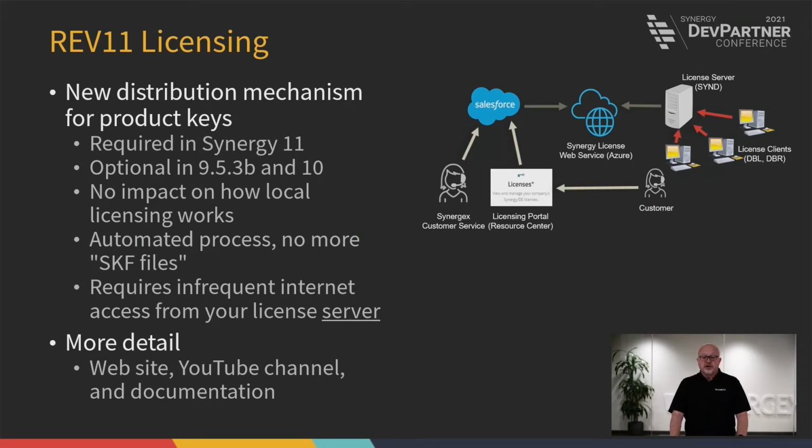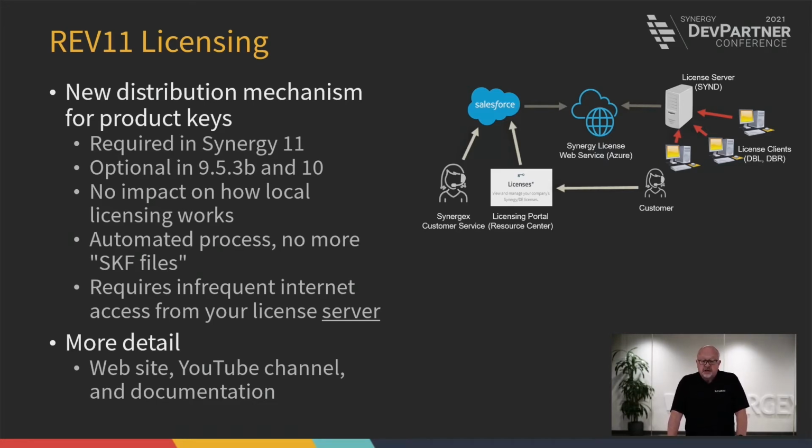Another new thing that was introduced along with Synergy 11 was Rev 11 licensing. Rev 11 licensing is a new distribution mechanism for product keys on all of the supported platforms apart from OpenVMS, where license packs are still used. Rev 11 licensing is built into Synergy version 11, so you get Rev 11 along with Synergy 11. And you can opt to use it with some older versions of Synergy, certainly all of the 10 versions and back to 9.5.3B if you wish.